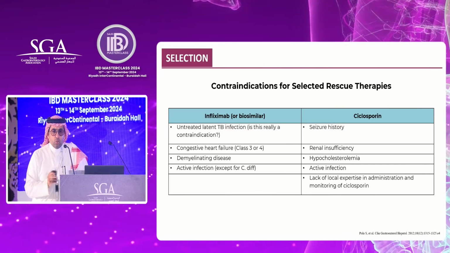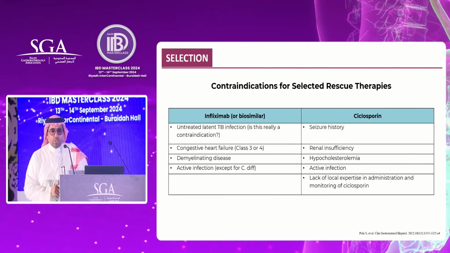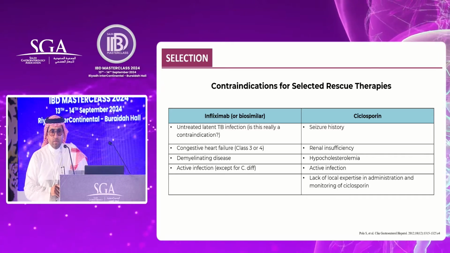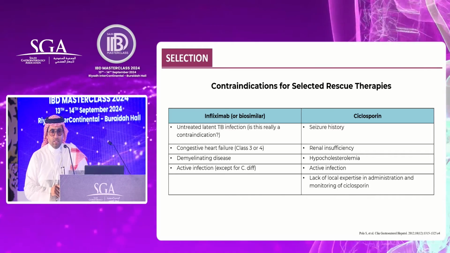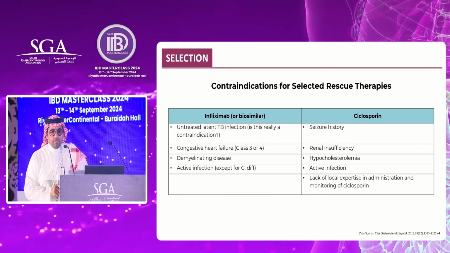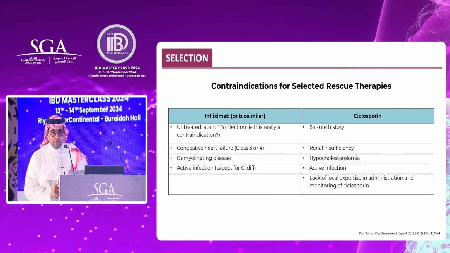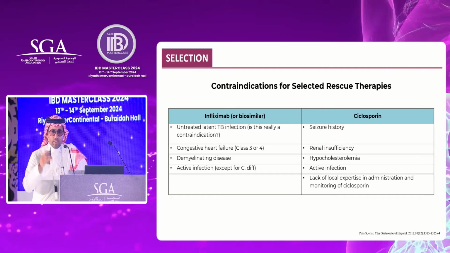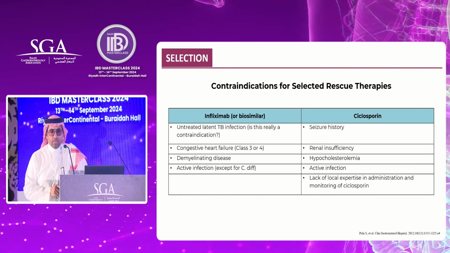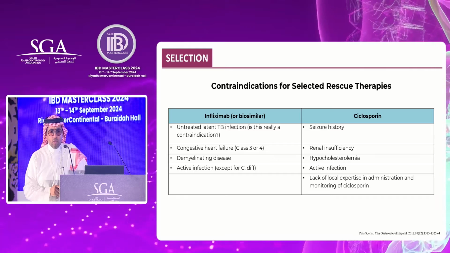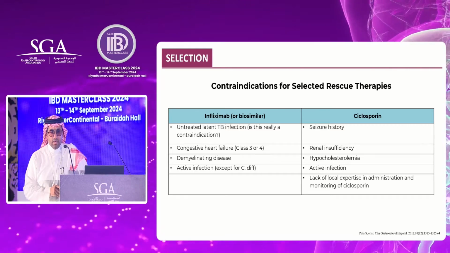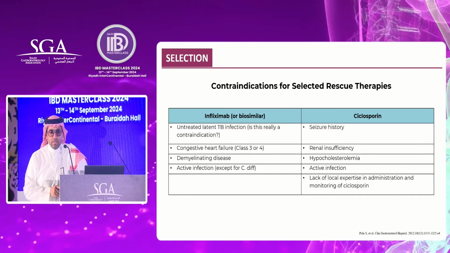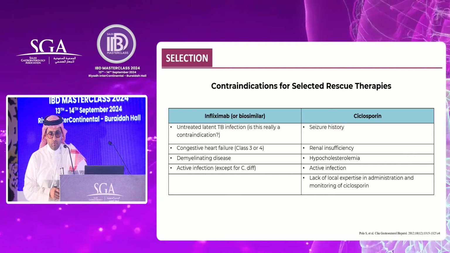As we know, to choose between these two medications, there is a potential contraindication for each one. Infliximab: untreated latent TB, congestive heart failure, demyelinating disease, and active infection, except C. diff. Cyclosporin: it will decrease the threshold for seizure, renal insufficiency, low cholesterol level, active infection, and lack of local expertise in the administration and monitoring of cyclosporin.